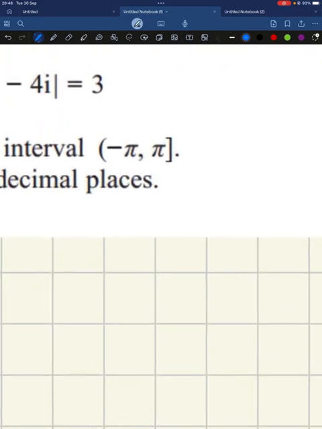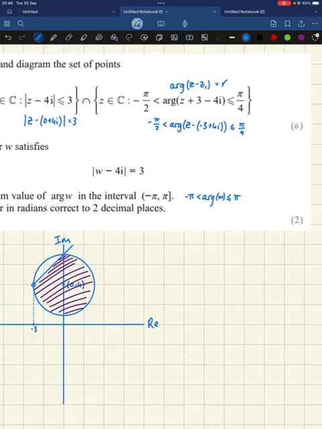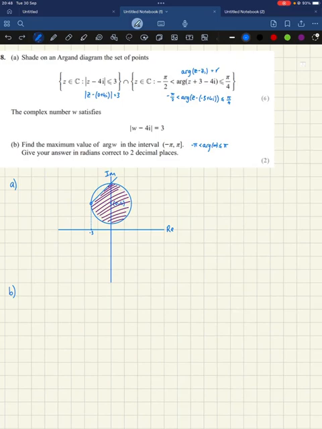Right, curly bracket, square bracket, what's going on? That just means between minus pi, not including, argument W, including, less than or equal to pi. You should know that from A-level maths. So that's what this over here means. So we have to find the maximum value of the argument of W between minus pi and pi, not including minus pi.